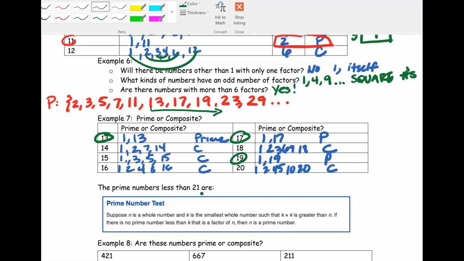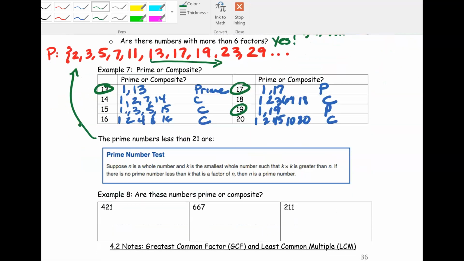And down here where it says the prime numbers less than 21, you can just look at this list here. The reason why I wanted to list out all the prime numbers is because there's this neat little test. It's called the prime number test, and it helps us determine if a number is prime or not by using a shortcut. And here's why we want a shortcut.